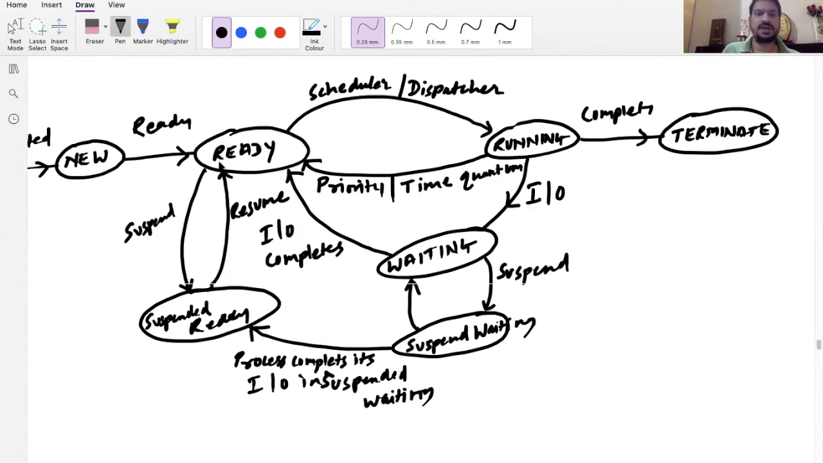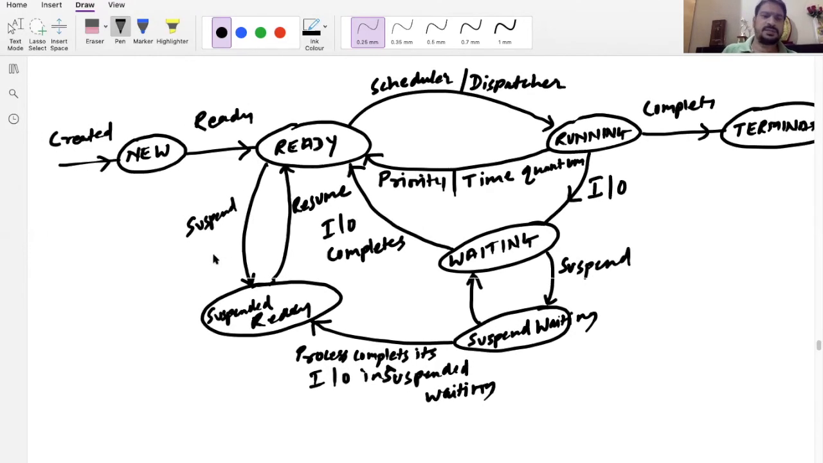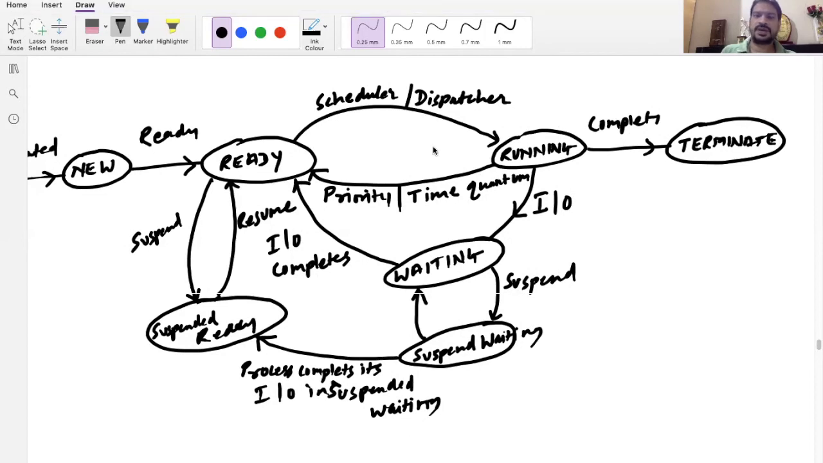So I think that particular diagram, which is called your process state diagram, is clear to all of you. Once a program is created, it will be in new. From new, whenever it is ready, it will come into the ready state. From ready, the scheduler or dispatcher will take it to the running state. So the preemption has been done here. After the preemption, or the time quantum being over, from the running state a process can go to the ready state.